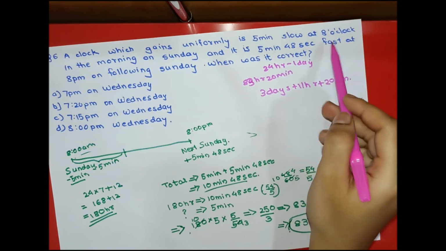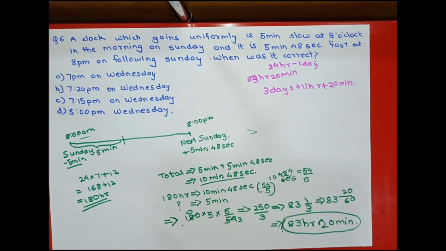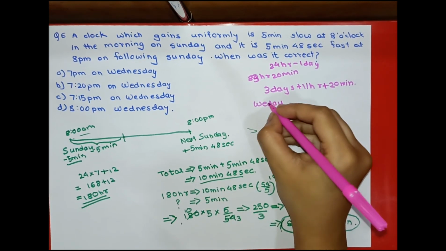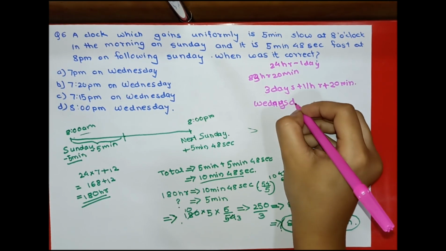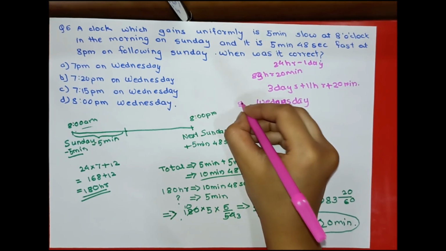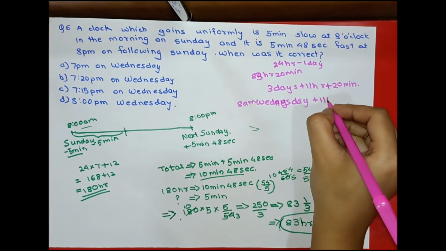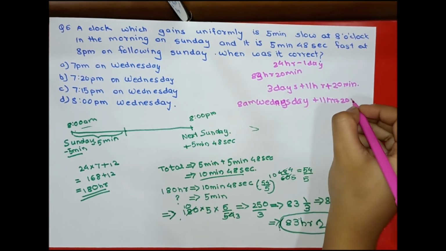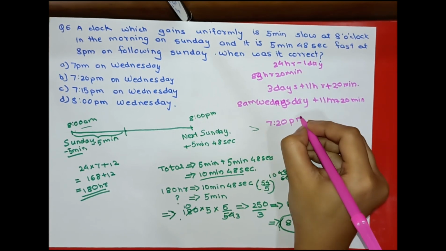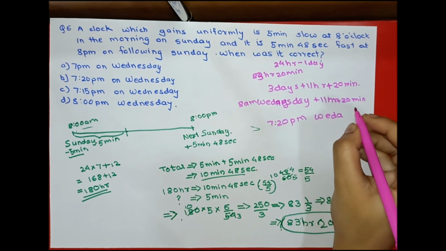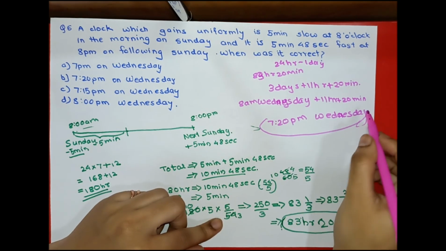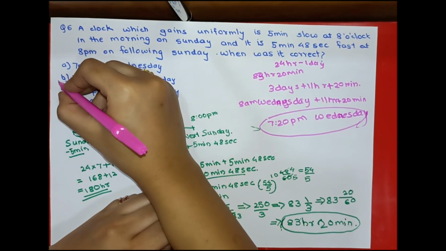Now the clock started at 8 a.m. on Sunday. So 3 days after would be Wednesday, 8 a.m. We have to add again these 11 hours and 20 minutes, so it would be 7:20 p.m. on Wednesday. So the correct option is option B.